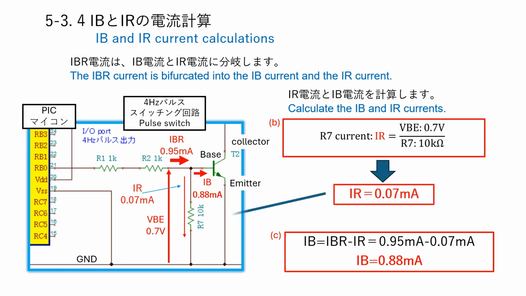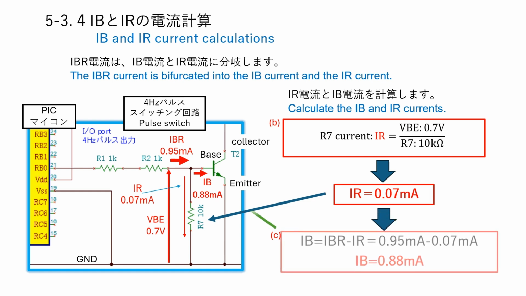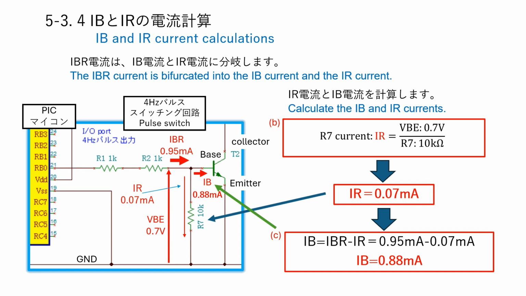The base current IB is calculated using the red frame formula, C. The base current IB value is calculated by subtracting IR 0.07 mA from IBR 0.95 mA. IB equals 0.88 mA. The design values are IBR equals 0.95 mA, IR equals 0.07 mA, IB equals 0.88 mA. Next, calculate the power dissipation of resistors R1, R2, and R7.